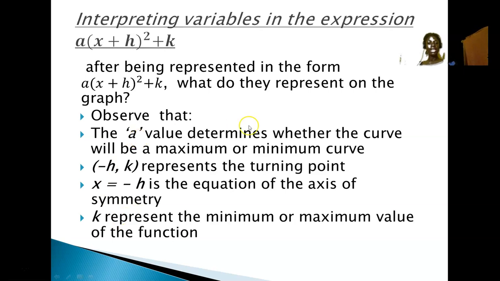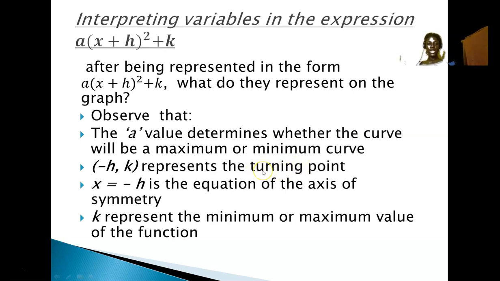The a tells us whether the curve will be a maximum or a minimum curve. If a is positive, it will give us a minimum curve. If a is negative, it will give us a maximum curve. So positive a equals minimum, negative a equals maximum.